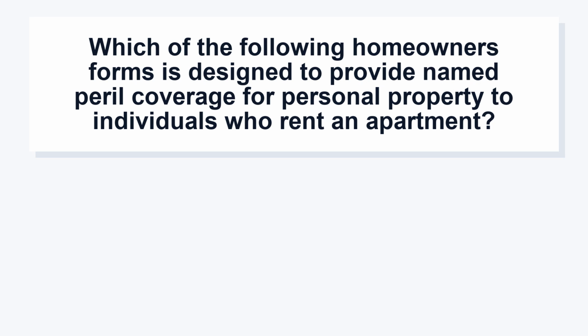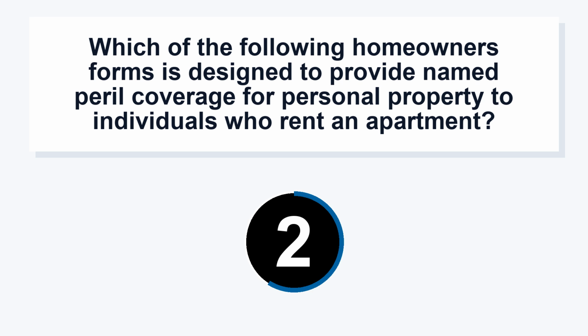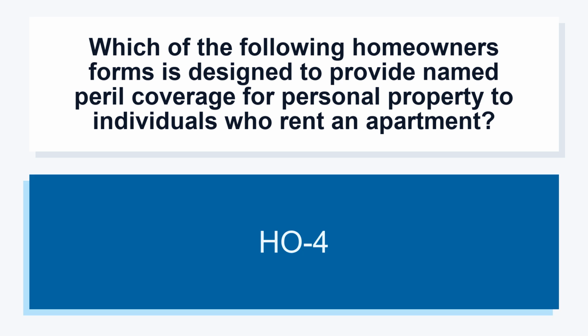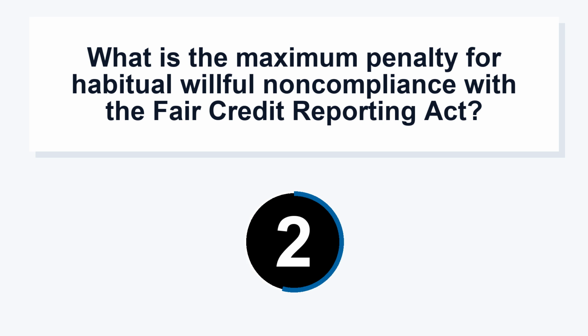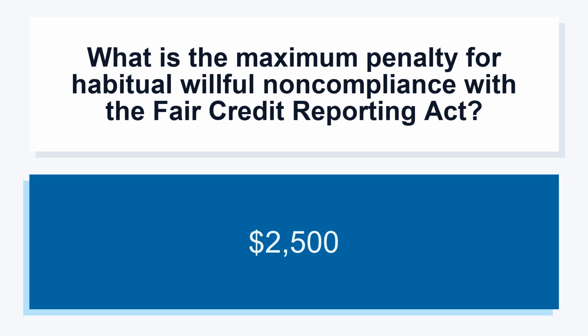South Carolina Property and Casualty Insurance Exam. Which of the following homeowners forms is designed to provide named peril coverage for personal property to individuals who rent an apartment? HO4. What is the maximum penalty for habitual willful noncompliance with the Fair Credit Reporting Act? $2,500.